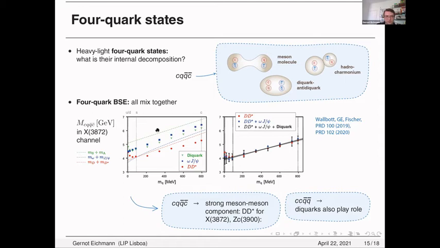So for example, here in the X3872 channel, which is dominated by D D star, if we add the other components, then this doesn't change anything. So the hidden charm states have a strong meson-meson component, whereas for the open charm states, we see that diquarks also seem to play a role.